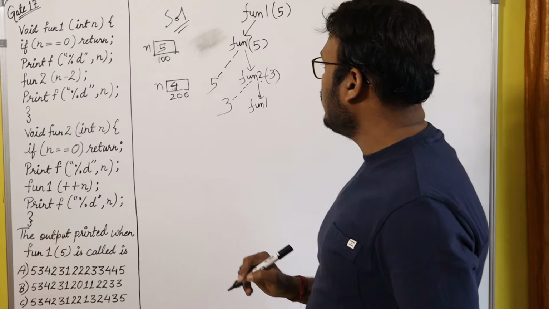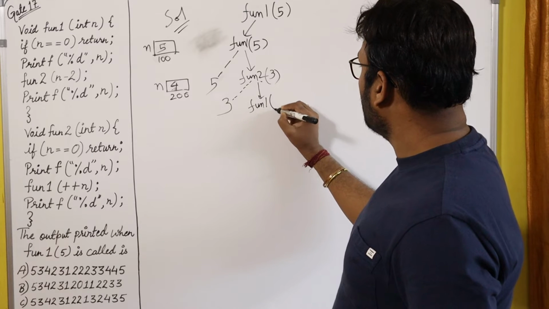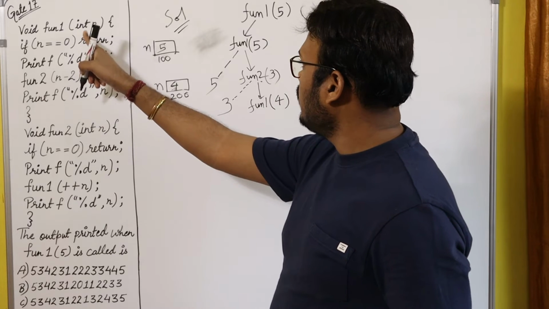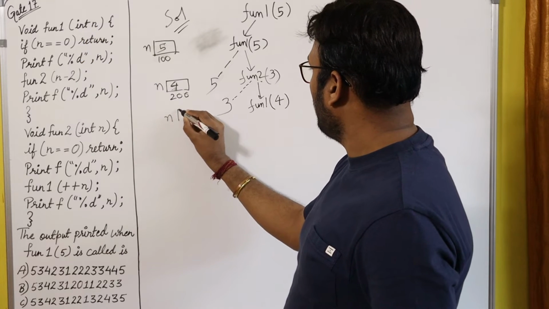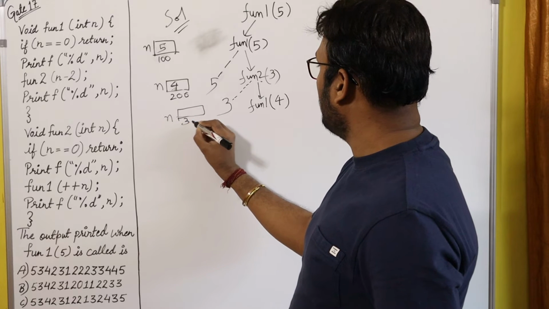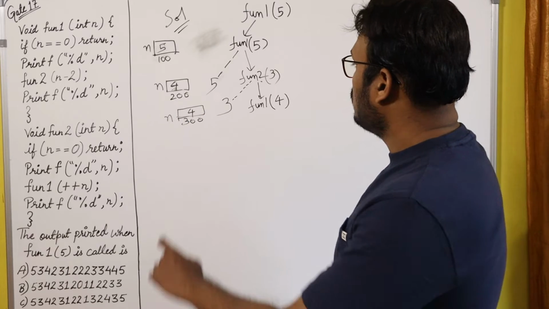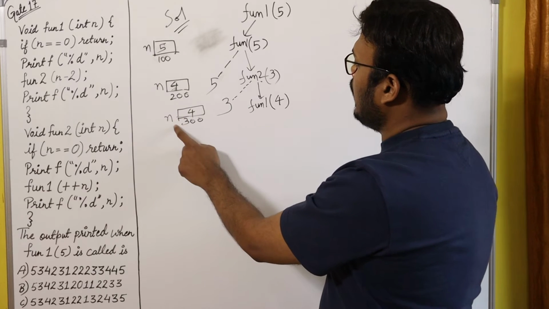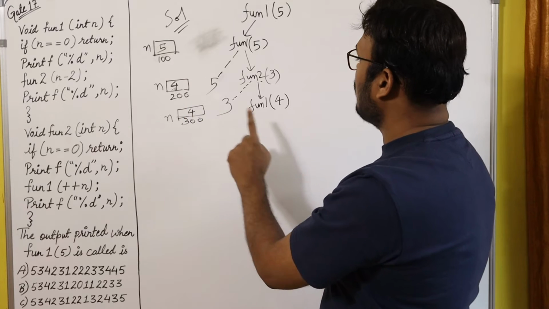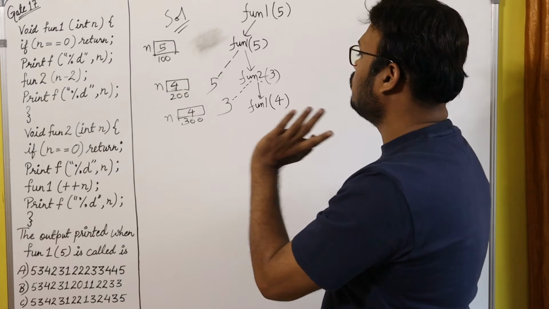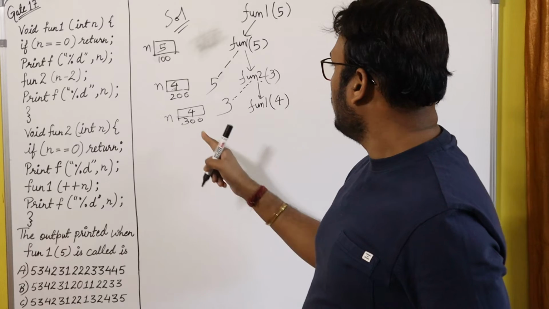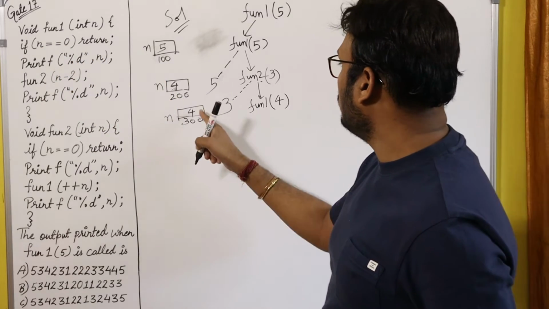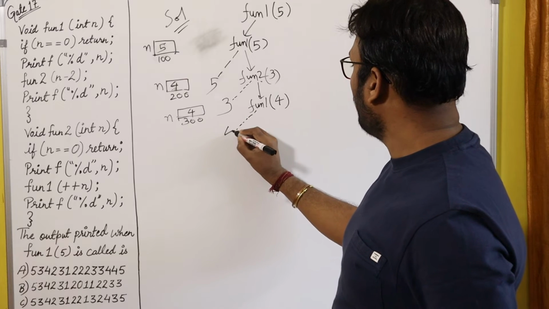Fine. And now fun1 has been called. What is the local variable for fun1? N. So a new n, say its address is 300, with 4. This n is different from the other two n's. So the local variable for fun1 is n equal to 4. Now, is n equal to 0? 4 equal to 0? No. So print n. This n will be printed, so 4 will be printed.